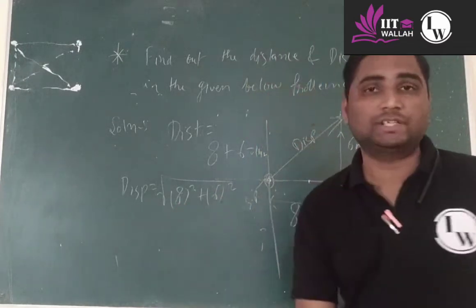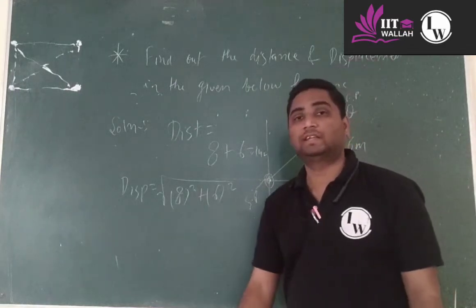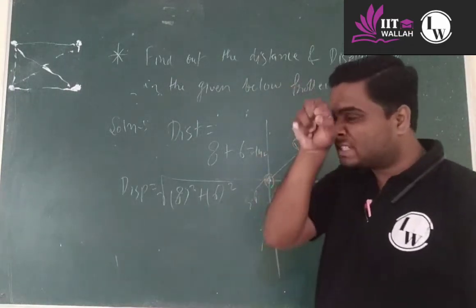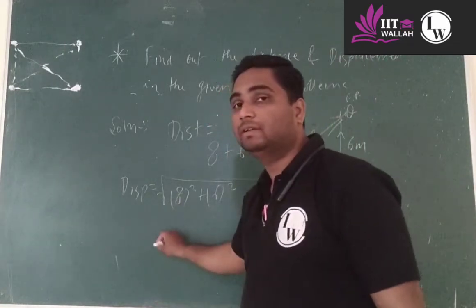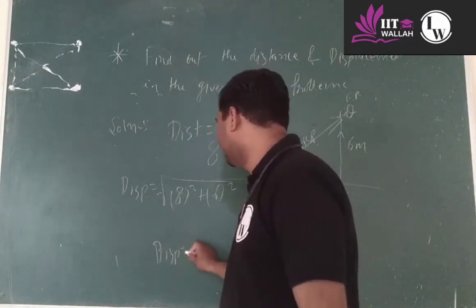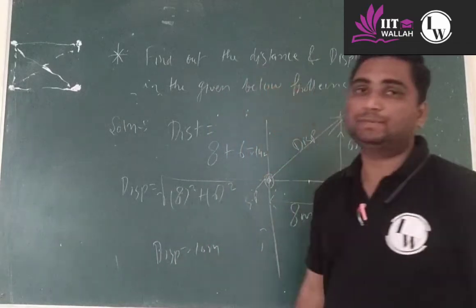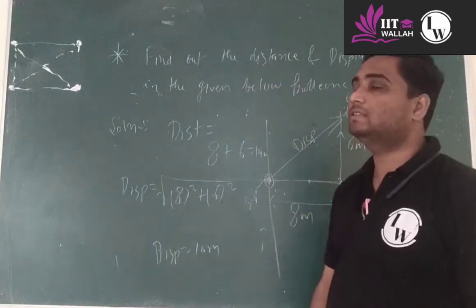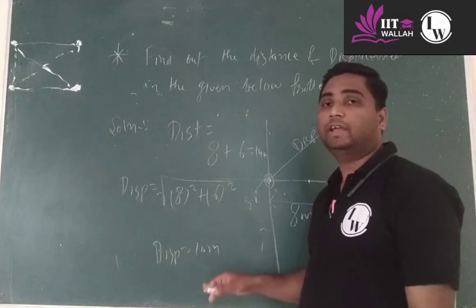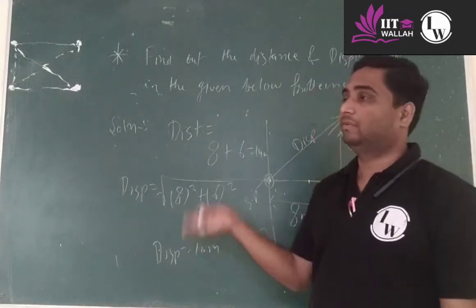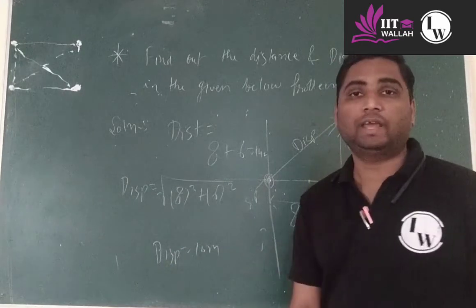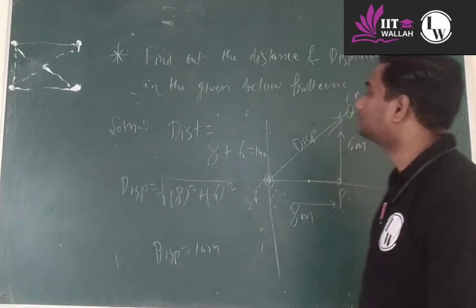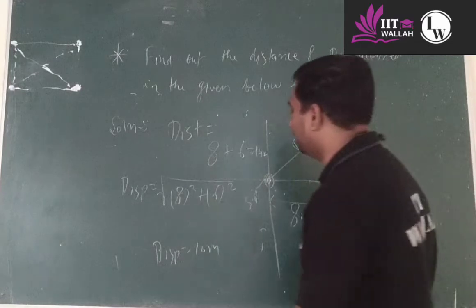8 square is 64 and 6 square is 36. So 64 plus 36 is how much? 100. So displacement will be 10 meter, because the under root of 100 is 10 into 10. So when you eliminate the square, this will become 10 meter. Okay, I think it will be clear to all of you.